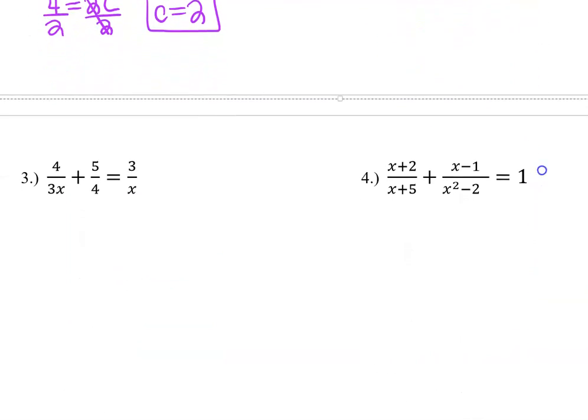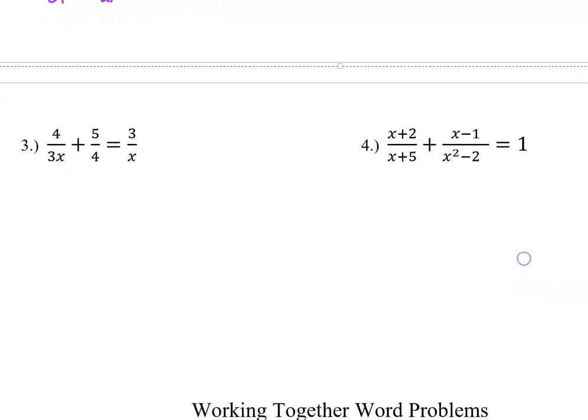Okay. Going on to harder ones, like number 4. Look at this denominator. Wait, I feel like that's a typo. Yep, this is supposed to be a 5. Don't know where my 5 went.